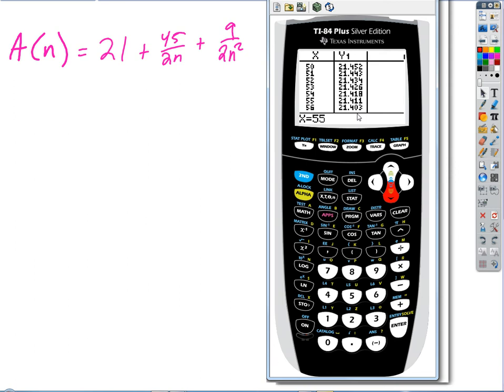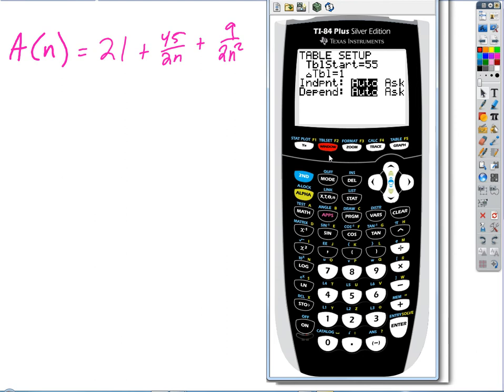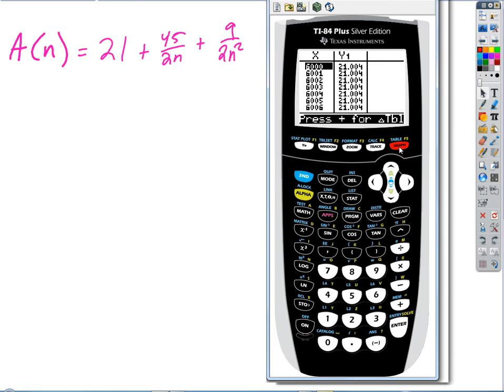Can you type in numbers on the table? Like, can you type in actual numbers? That's a good question. Let's try it. I don't think you can do that, but here's what you can do. You can go up to the table setup, and you can choose the starting value for your table. So I could start at like 600 or 6,000. At 6,000 it's 21.004.